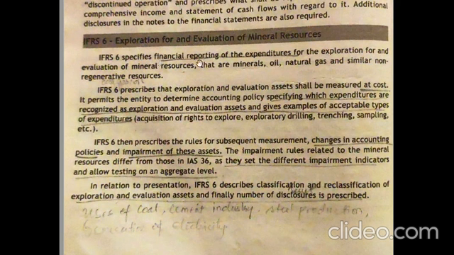So activities like the business entities which are engaged in evaluation or which are engaged in mineral activities, that is mineral resources like mining. When you are engaged in such activities, you need to follow the guidelines or the principles, the rules laid down in IFRS 6. This IFRS 6 helps the entities engaged in mineral resources activities. So let's look into it.